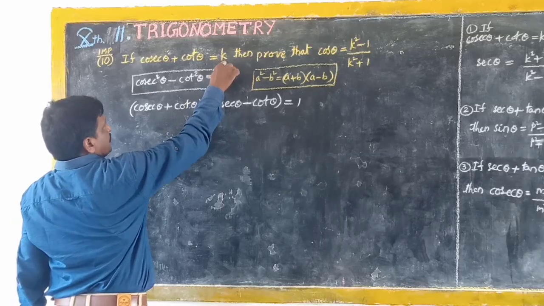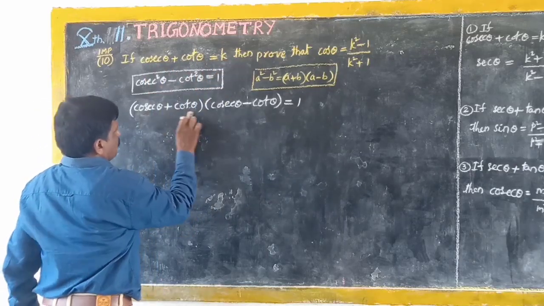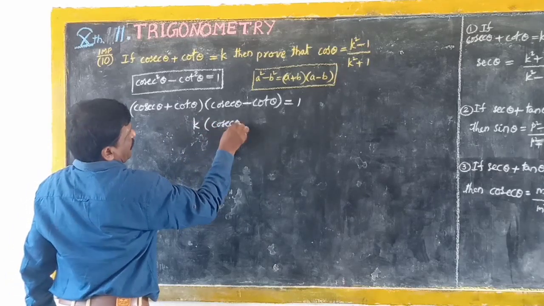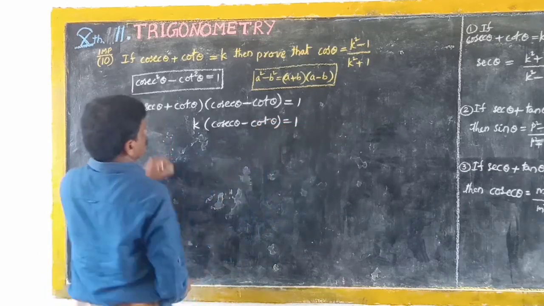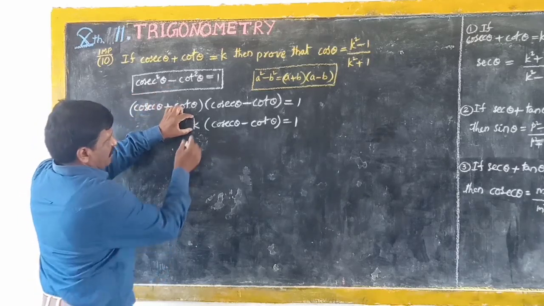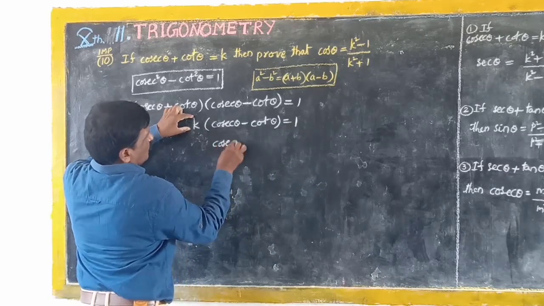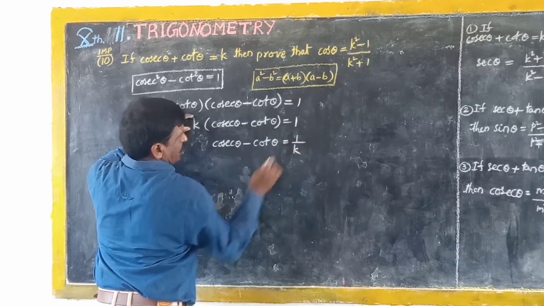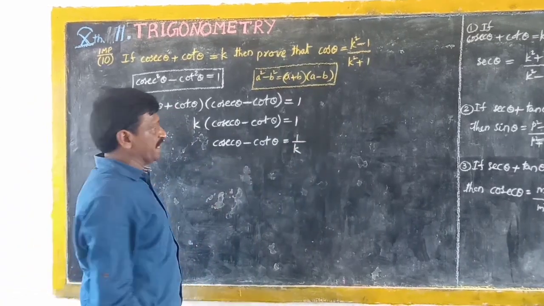We know that given cosecant theta plus cot theta is equal to k, and cosecant theta minus cot theta is equal to 1. So cosecant theta plus cot theta is equal to k. K is multiplied on one side, so on the other side it is divided. So cosecant theta minus cot theta is equal to 1 by k.